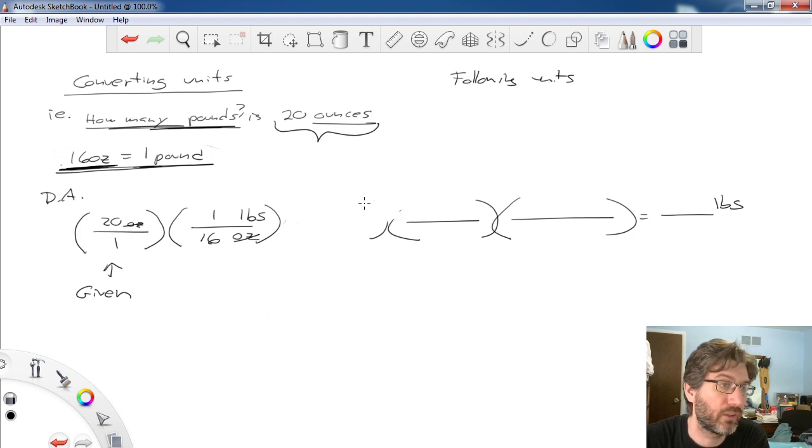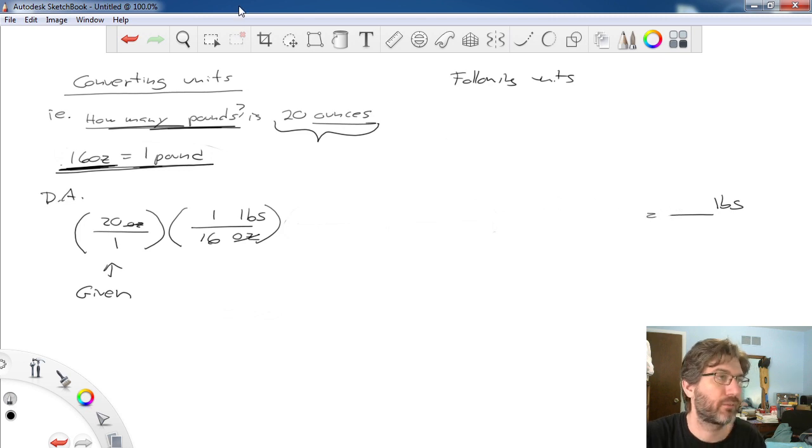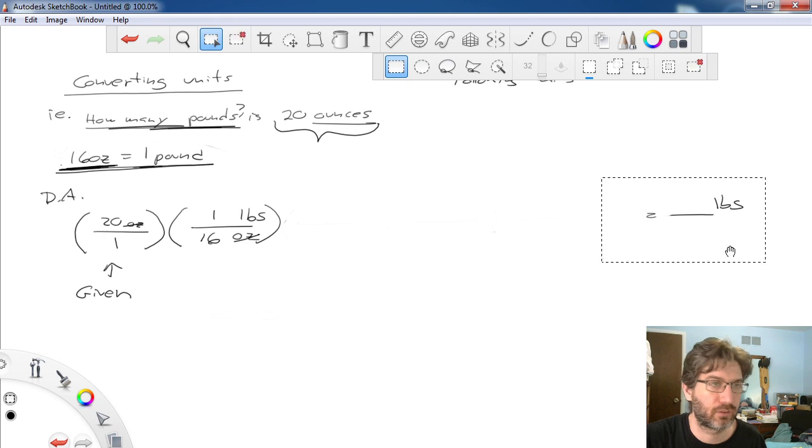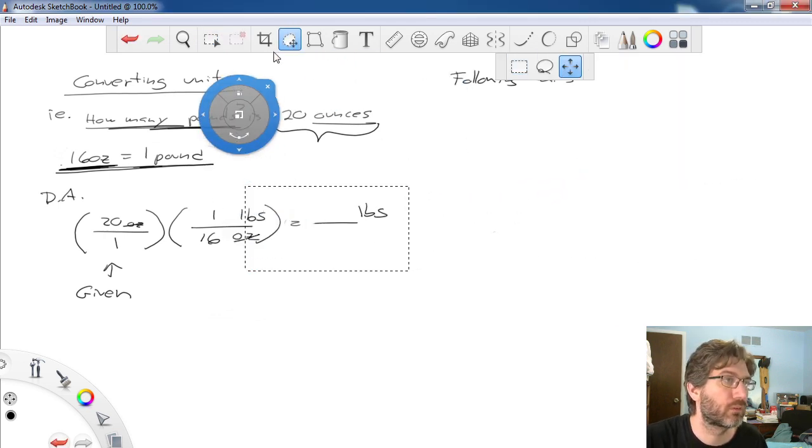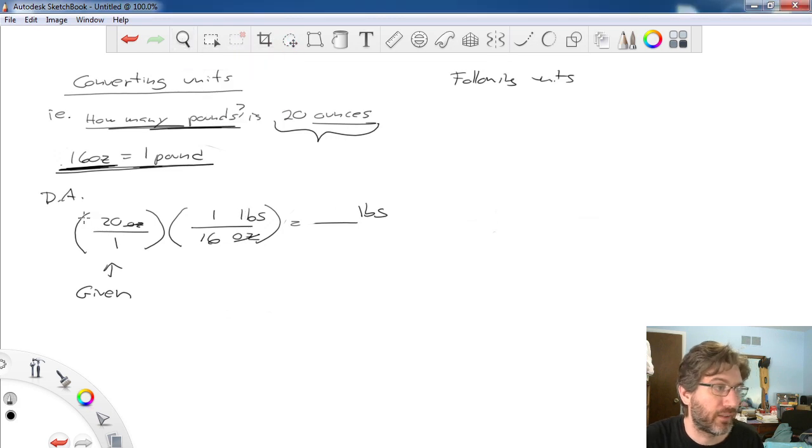Some of them you will need a lot more ratios. In fact, I'll give you an example. We'll do a nice one today. Right? I don't need any of that. In fact, we'll just move this over. Now I just solve my problem, and it's just multiplying fractions.